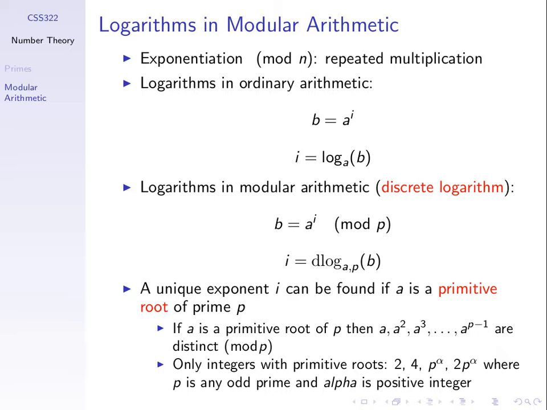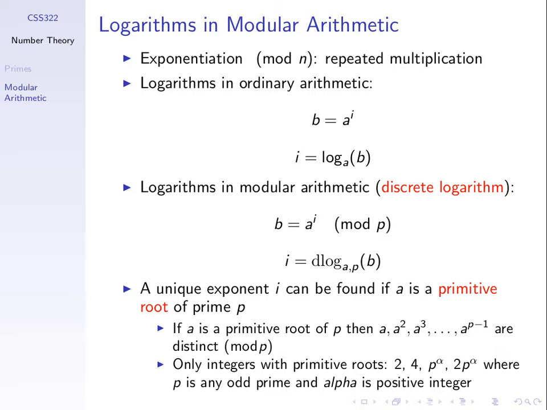What if the index is 2 in this case? If I is 2, then we get 2 to the power of 2 is 4, and 4 mod 7 equals 4. So this is true. So the answer of the discrete log in base 2 mod 7 of 4 equals 2, because if I equals 2, that's true. Now, are there any other values of I?